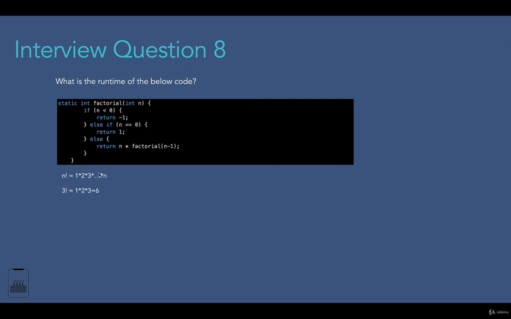So in math, the factorial equation is like this. n factorial equals, it starts from 1 multiplied with 2, with 3, and it continues until n. Now if you calculate 3 factorial over here, it's going to be 1 multiplied with 2 multiplied with 3, and it equals 6. Now based on this logic, we have created a method in Java. So we need to find out the time complexity for this method.